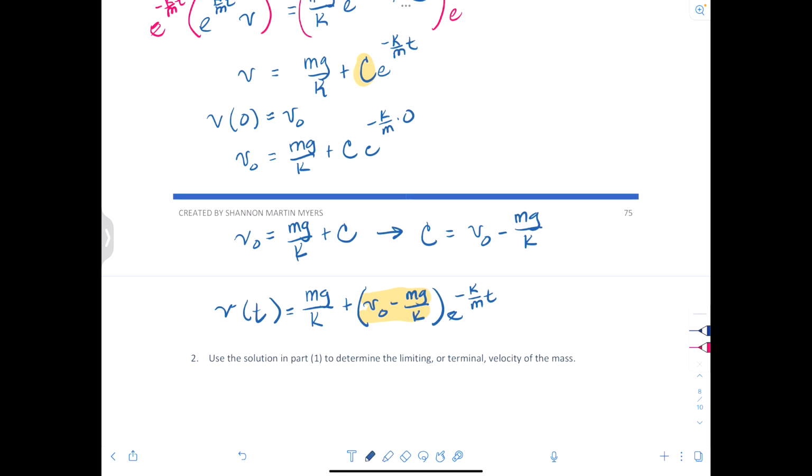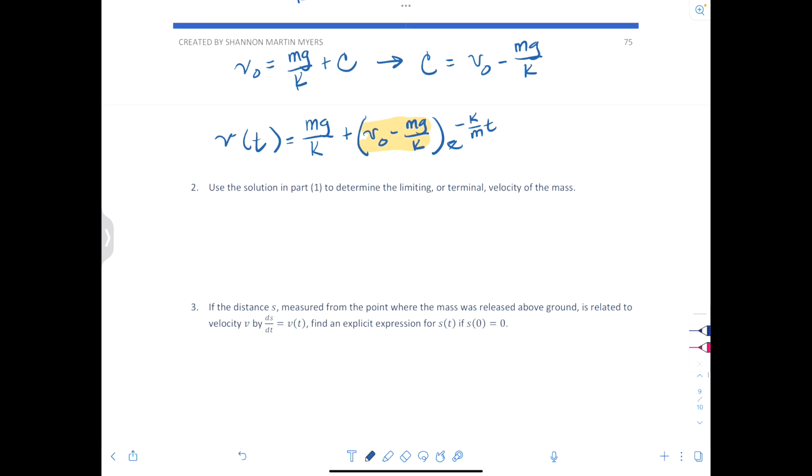And we have our general formula. Okay, so use this solution to determine the limiting or terminal velocity of the mass. So all you do for this one is you find the limit as t approaches infinity of your function. So in this case, it's mg over k plus the quantity v sub 0 minus m times g over k times e to the negative k over m times t.